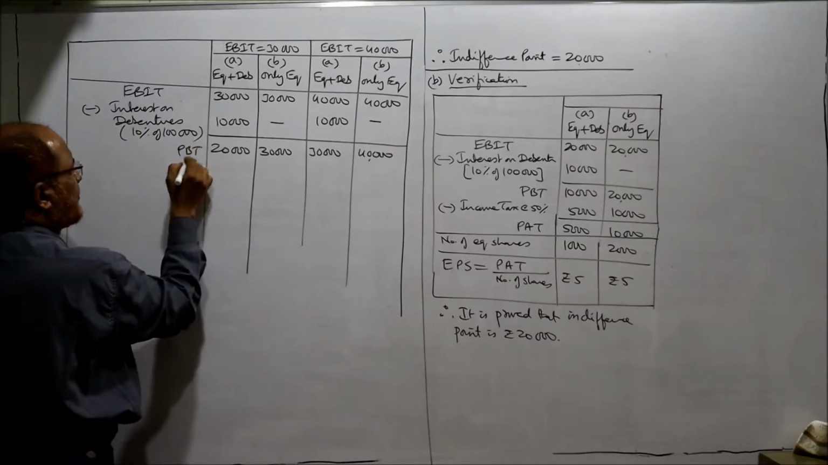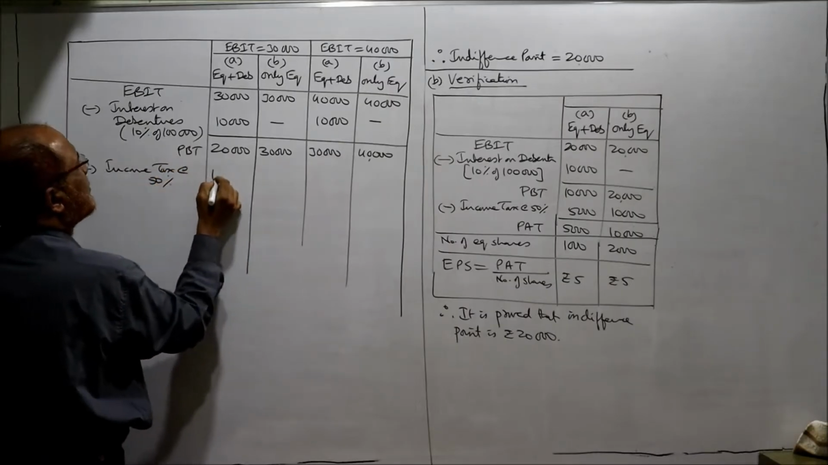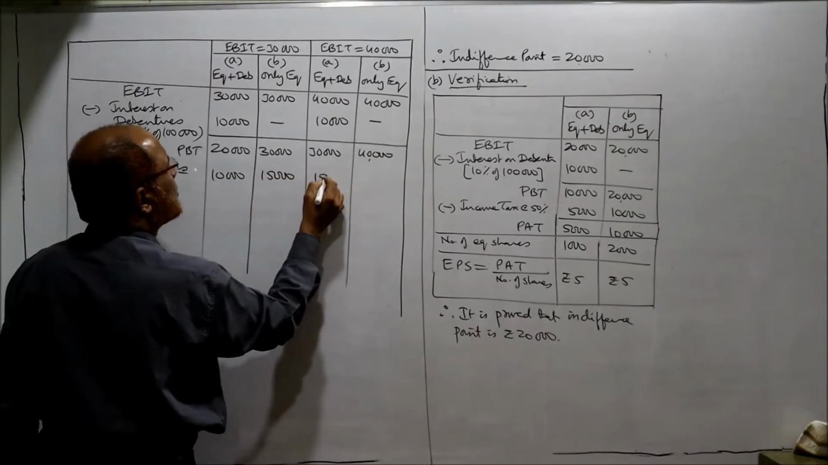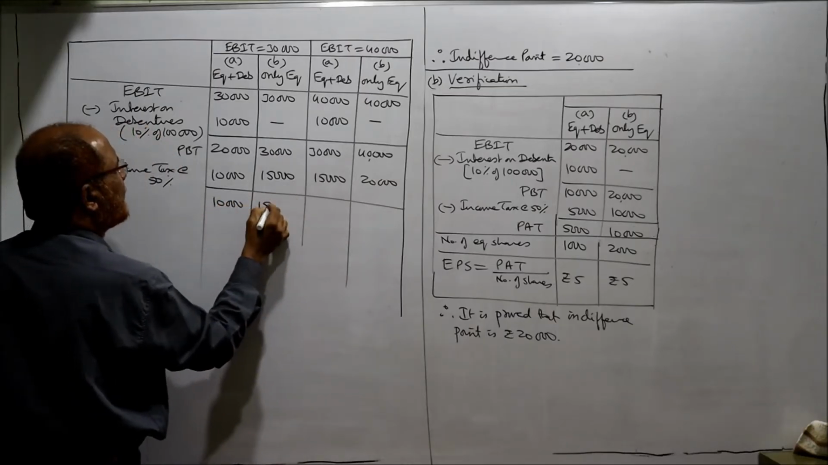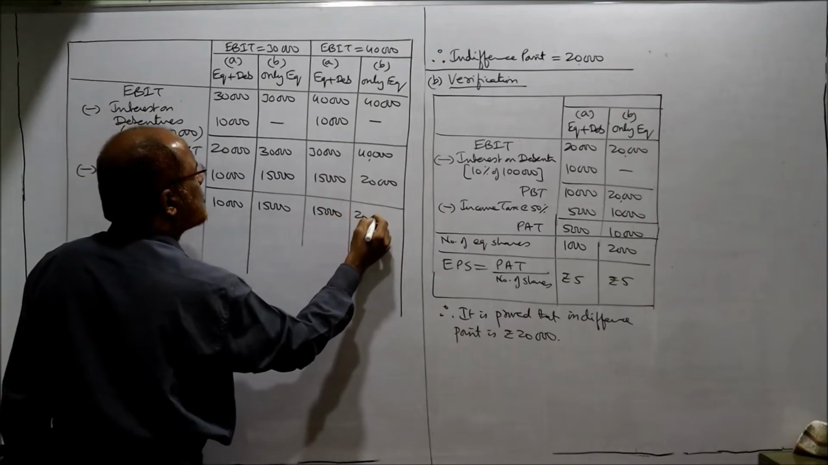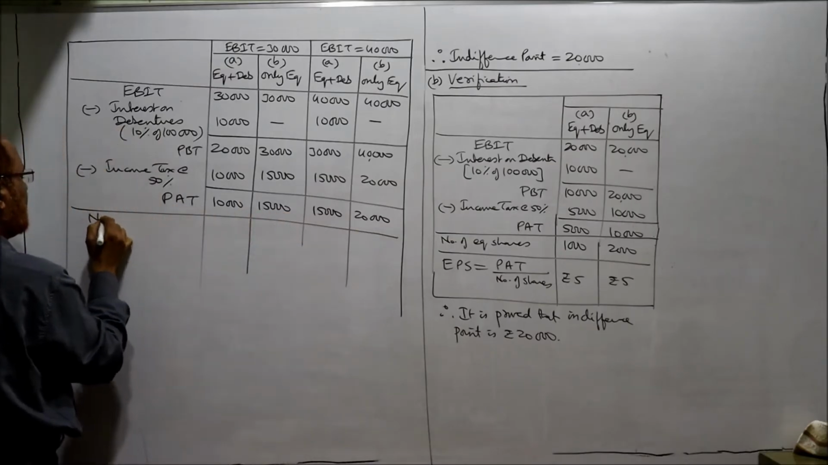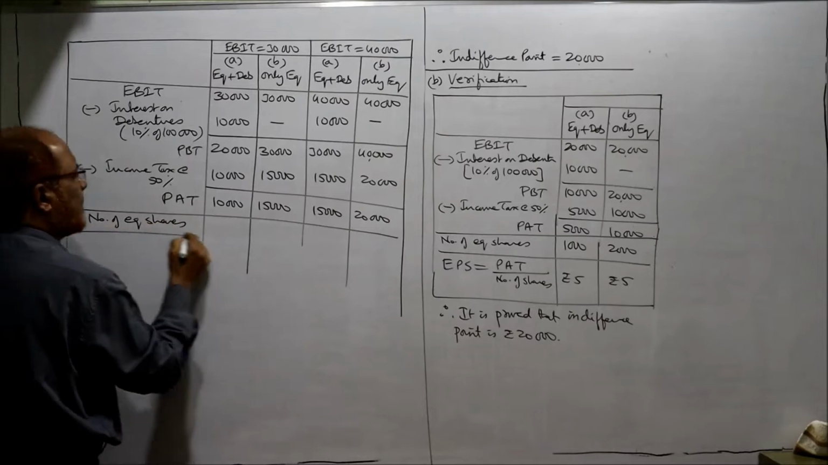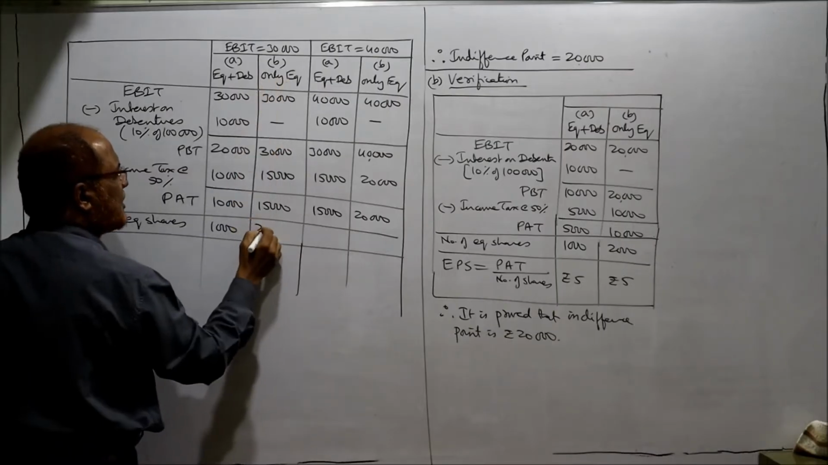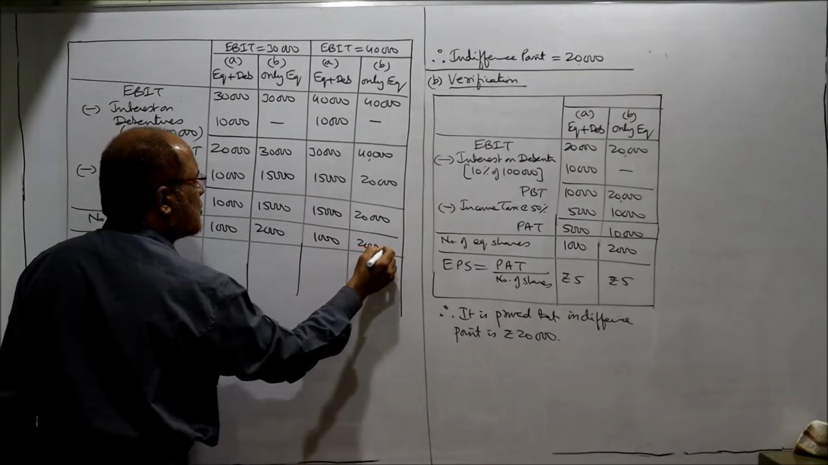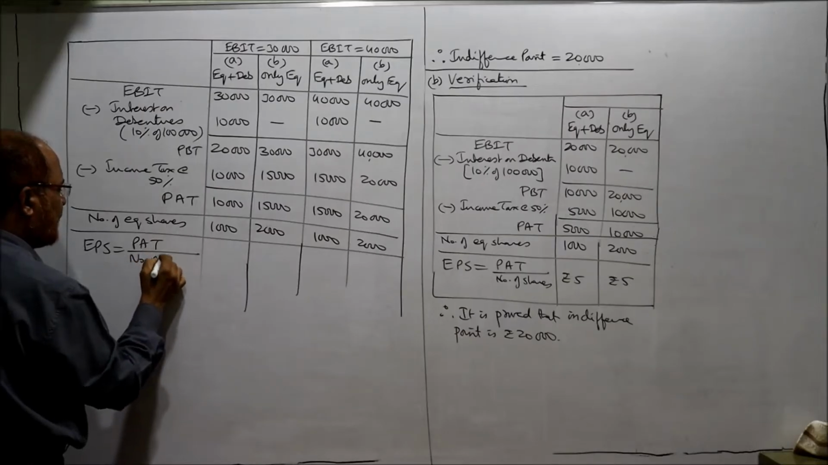This is PBT. Less income tax at the rate of 50%. So here 10,000, 15,000, 15,000, 20,000. Subtract. So 10,000, 15,000, 15,000, 20,000. This is PAT. There is no preference dividend. Number of equity shares, when equity and debentures are there, 1,000 shares. When only equity shares, it is 2,000. So 1,000, 2,000. Now EPS. PAT divided by number of shares.